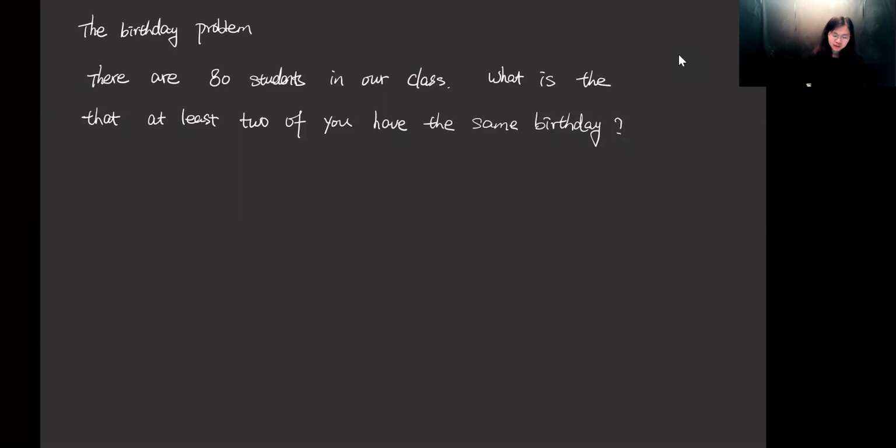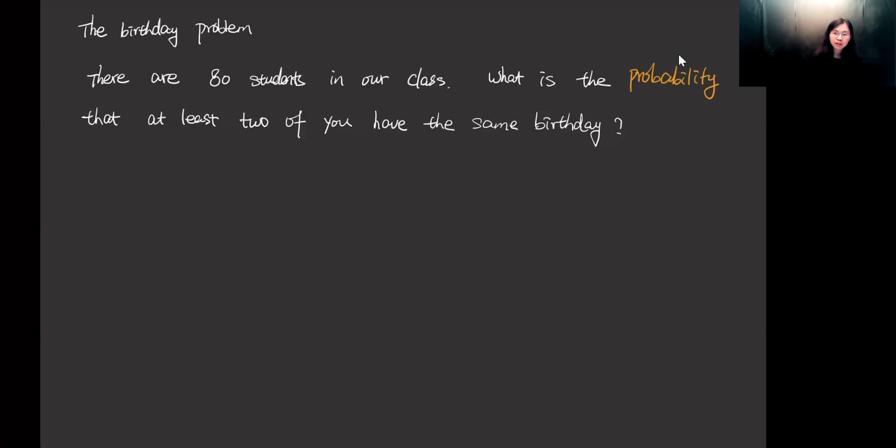What is the probability that at least 2 of you have the same birthday? Well, you can guess without calculation what that might be. And the answer might or might not surprise you. But let's do the calculation and see what that probability is.